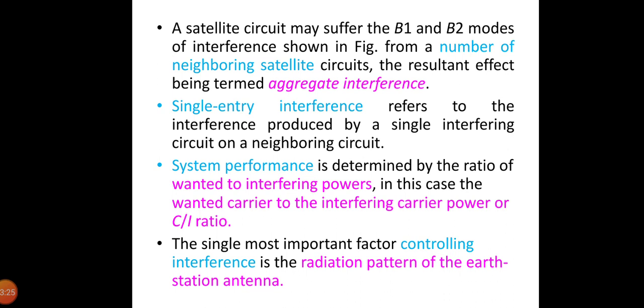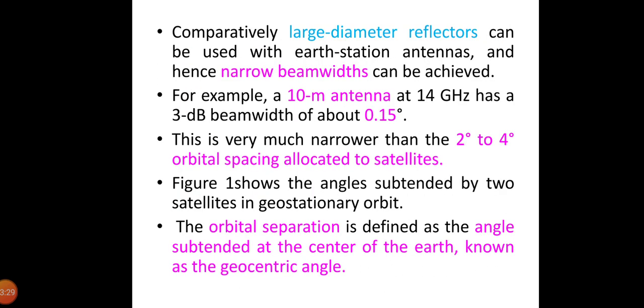The single most important factor controlling interference is the radiation pattern of the earth station antenna. Comparatively large diameter reflectors can be used with earth station antennas, and hence narrow beamwidths can be achieved. For example, a 10 meter antenna at 14 GHz has a 3 dB beamwidth of about 0.15 degree. This is very much narrower than the 2 degree to 4 degree orbital spacing allocated to satellites.